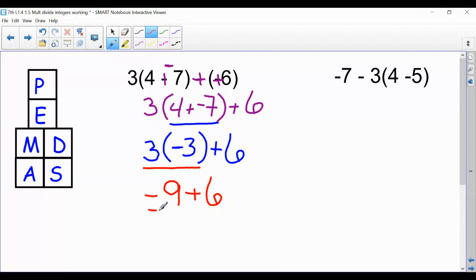So our last part is negative 9 plus 6. Different signs, find the difference. So 9 minus 6 is 3. The answer gets the sign of the larger value. So our final answer is negative 3.